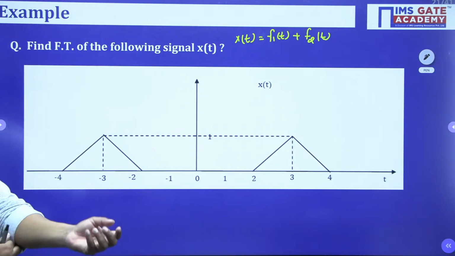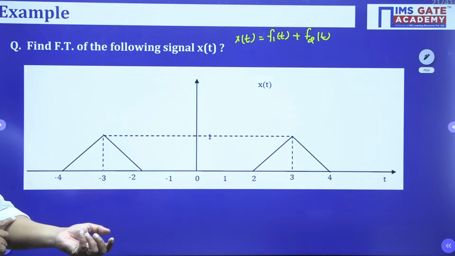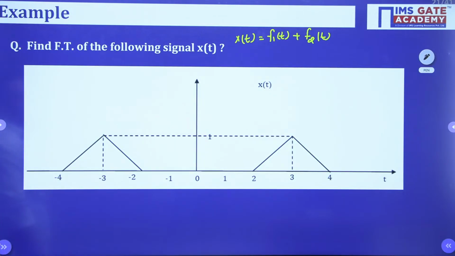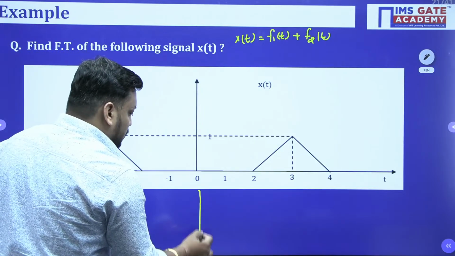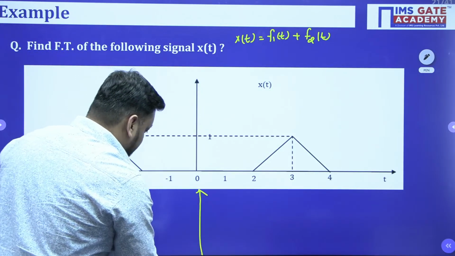So shall we go for the next one? You can just add this and you can solve this, yes or no? Or what is the conventional approach? Sir, the conventional approach, if you don't use this, can you differentiate this function?